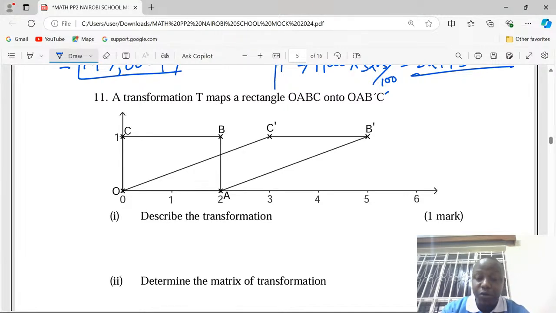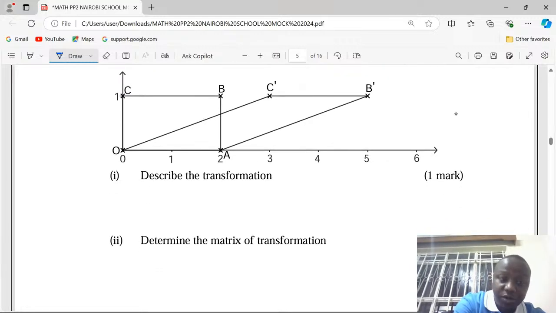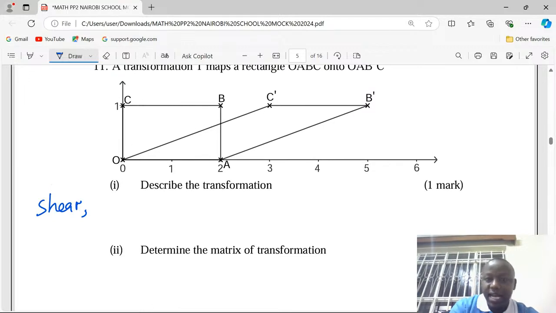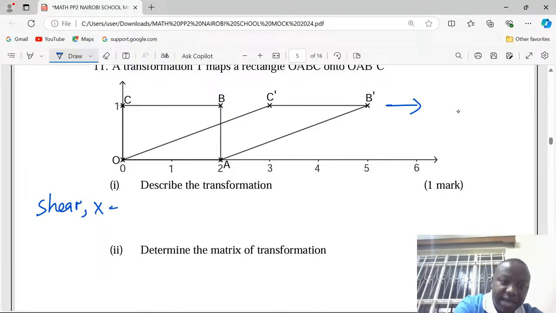It has undergone shear because from the look of how it is, the new shape, which is automatically a parallelogram, will have the same area as the original rectangle. So because there is no change in area, then this is just a shear. To describe a shear, you first of all mention that this is a shear. Then the next thing is the invariant line. You can see we are moving along the x-axis, or rather, the coordinates which have changed are parallel to the x-axis. So we will talk about x-axis invariant.